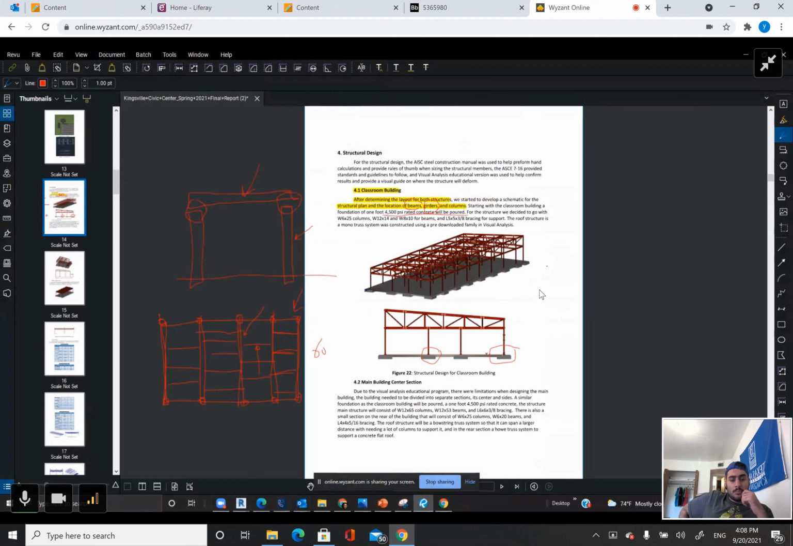And the reason to do that is to prevent uplift and prevent water coming in underneath it and freezing and raising the building. But he decided that instead, all these columns, I'm going to put them on a large footing.